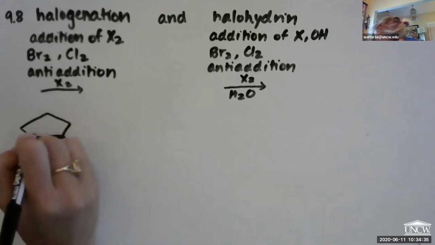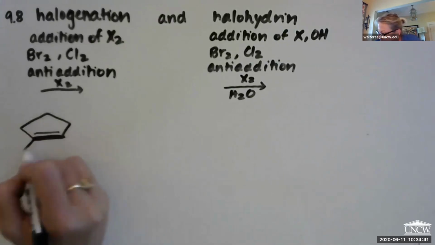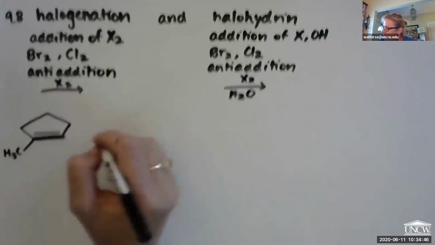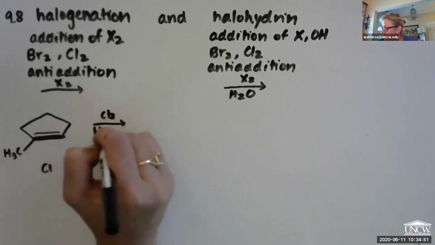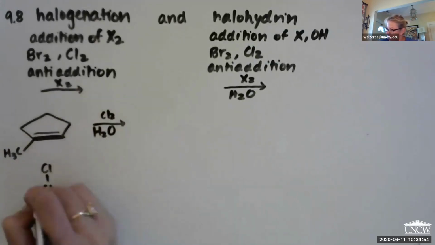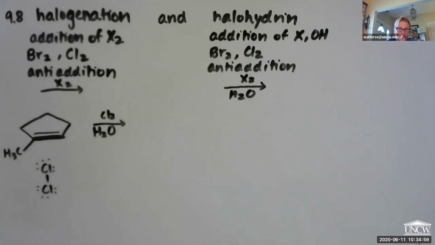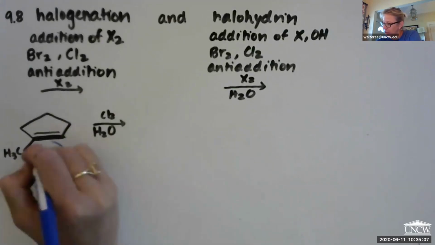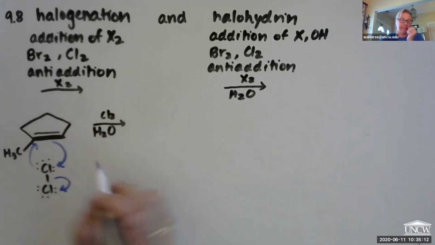We'll use chlorine this time. And we're going to make it asymmetric. So now we're going to use chlorine in the presence of water. And so again, underneath, just because it's easier to draw, we'll put our chlorine diatomic molecule. The sigma electrons come get the chlorine, a chlorine comes back up. This will break off as chloride.